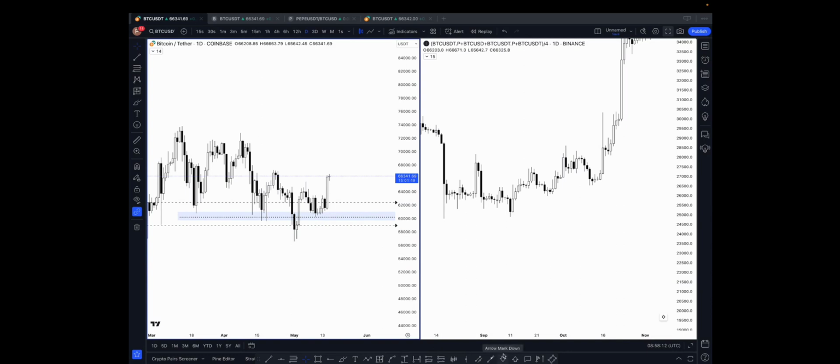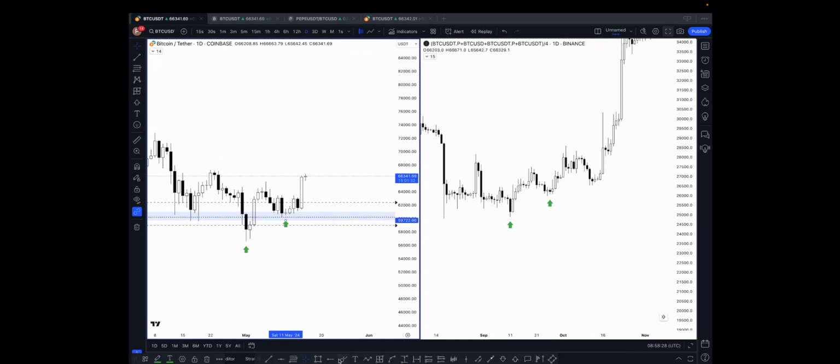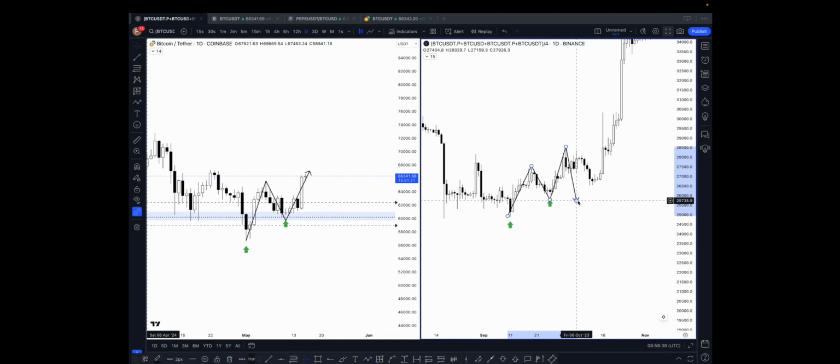Okay, let me show it with these arrows. Right, 1, 1, 2, 2. Okay, so we're in an early stage uptrend. Okay, sorry, I shouldn't have done that. Drag this back up. That's where I see us right now.